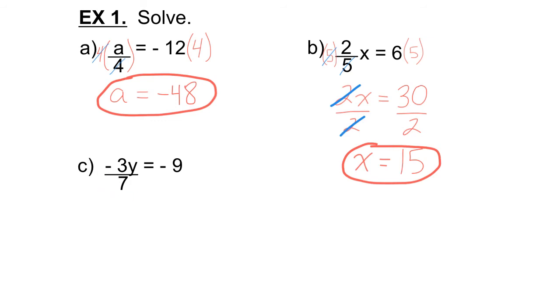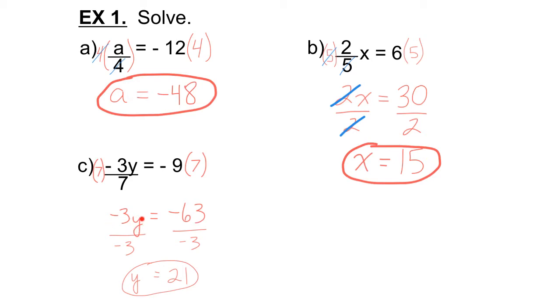Things to watch out for are the negative signs. I start off by eliminating my fraction. Multiply each term by the denominator, 7. Those 7s cancel each other out. I'm left with negative 3y on the left. Negative 9 times 7 is negative 63 on the right. So negative 3y equals negative 63.